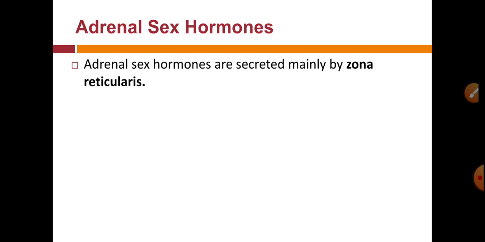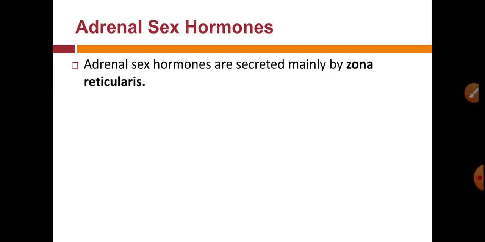As there are three zones in the cortex region of the adrenal gland, the outermost zone is zona glomerulosa, the middle zone is zona fasciculata, and the inner zone is zona reticularis. This zona reticularis is in close contact with the adrenal medulla. From these various zones, various hormones are secreted.